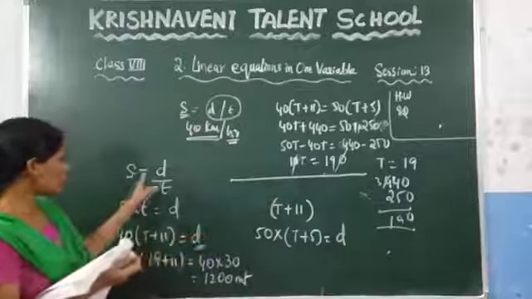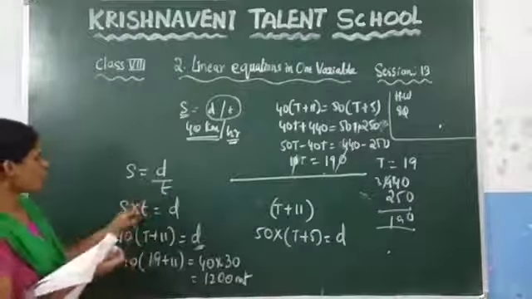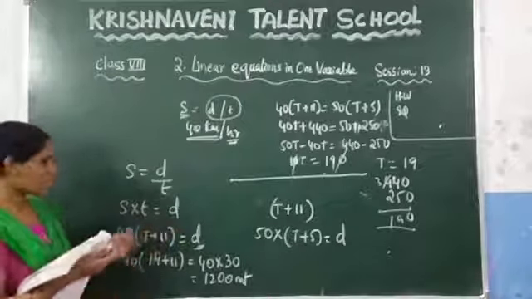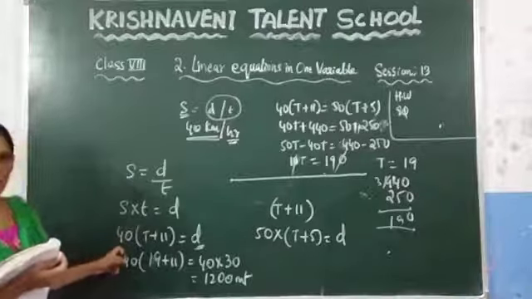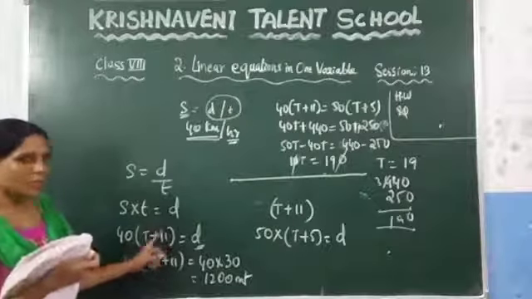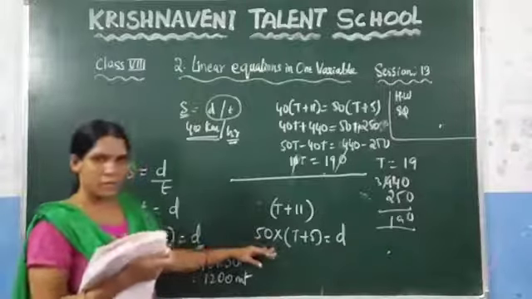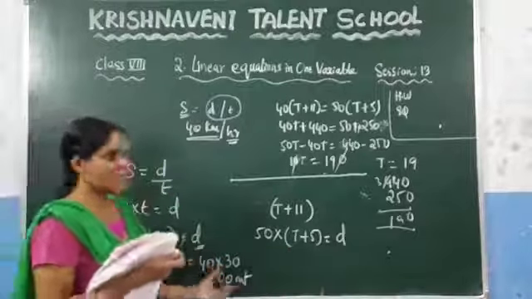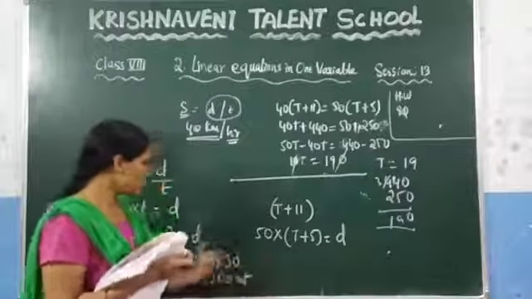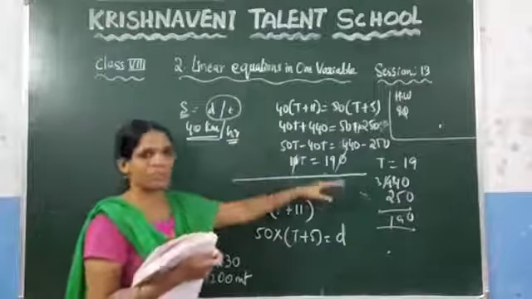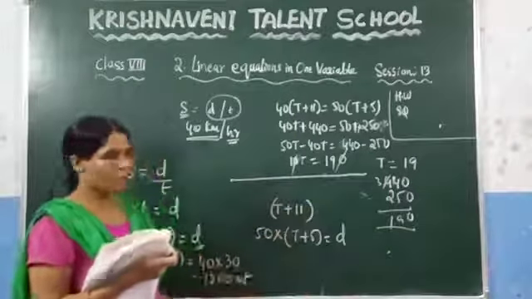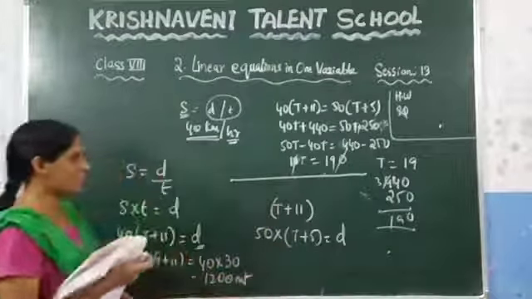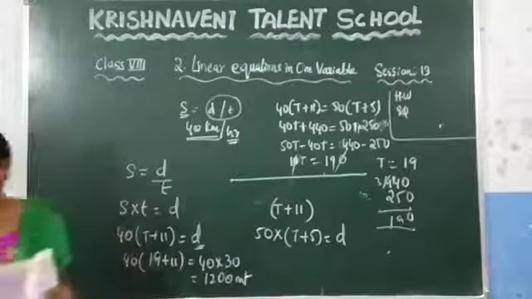You know that speed is equal to distance by time. So how do you find the distance? If you multiply the speed with the time, you will get the distance. If the speed is 40 kilometers per hour, the time is t plus 11, and if the speed is 50 kilometers per hour, the time is t plus 5. Since the distance travelled by the train is the same, equate these two values. After equating, we get t as 19. Now substitute this t value to get the distance travelled by the train. This is the problem. Now I will write it out.